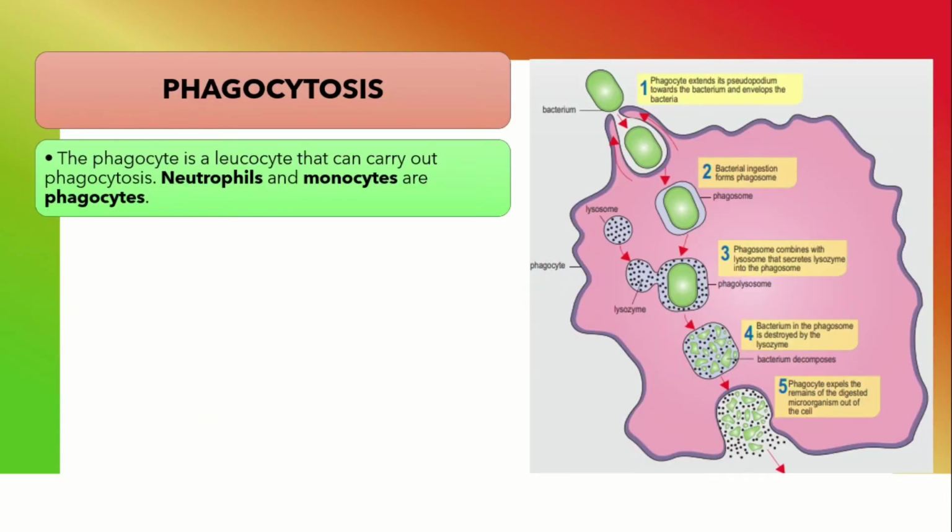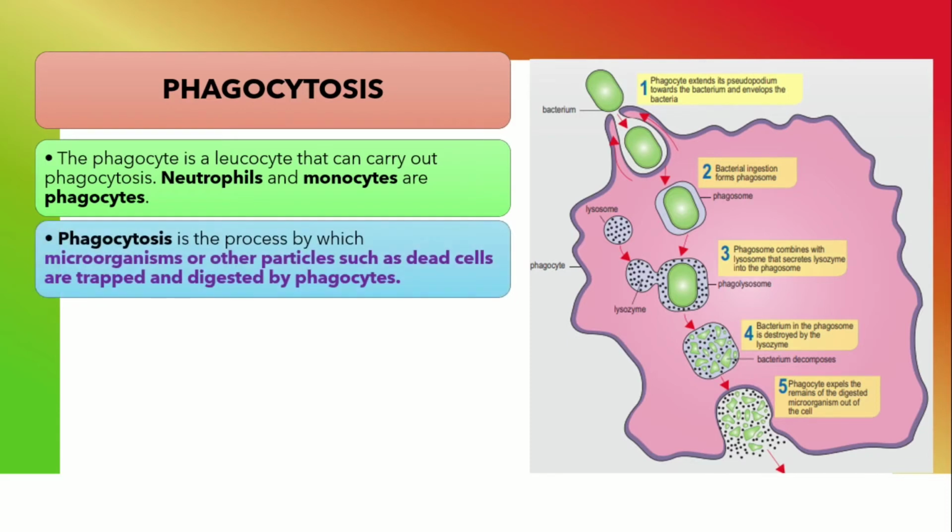Leukocyte is a white blood cell. Neutrophil and monocyte are phagocytes. What does it mean by phagocyte? A phagocyte is a white blood cell that carries out the phagocytosis process. What is the phagocytosis process? It is when microorganisms or other particles, such as dead cells, are trapped and digested by the phagocyte.